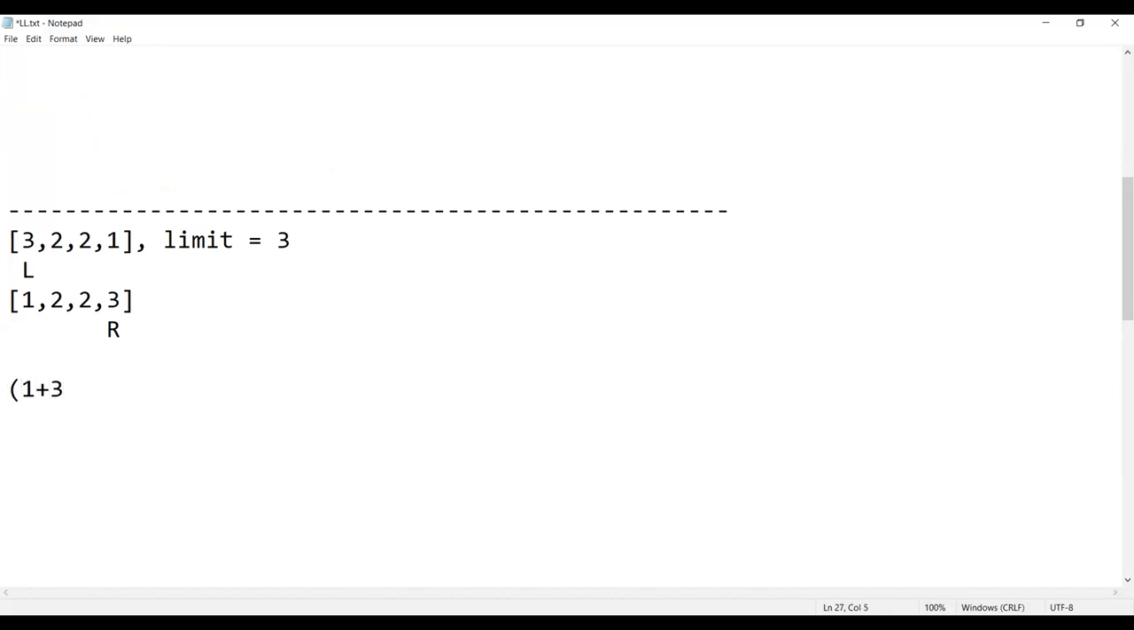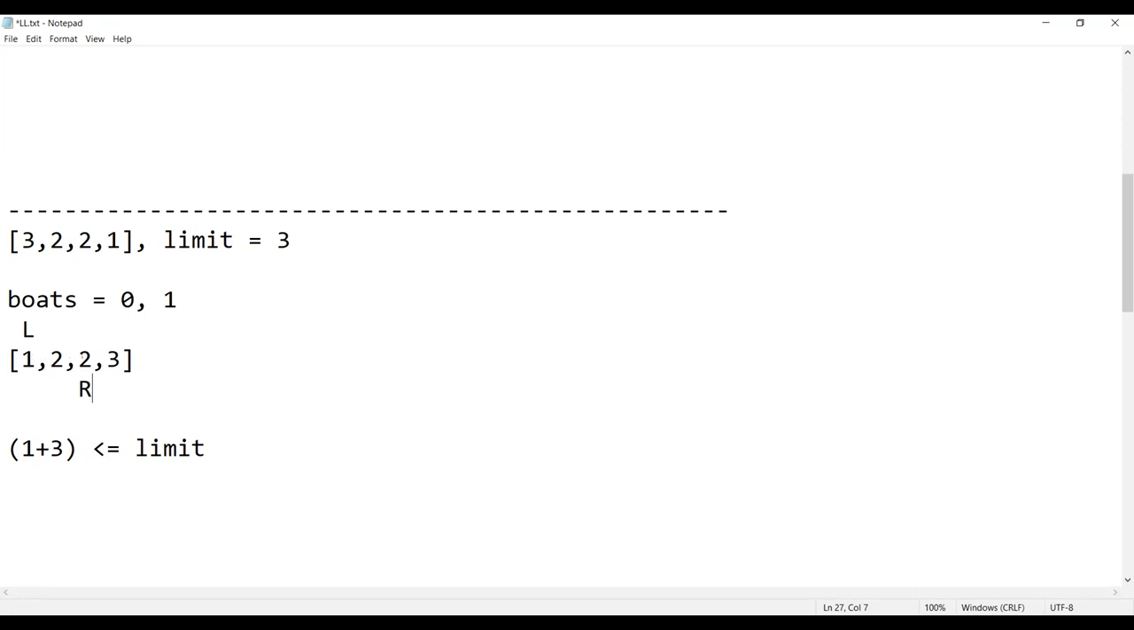So 1 plus 3 is not less than or equal to the limit. What it means is that only one person of the highest weight will go in one boat. So in that case, I just need to decrement. If I set a boats variable to 0, I'll add 1, taking one boat for the one person on the right side, and I'll just move the right pointer. I'll decrement the right pointer.